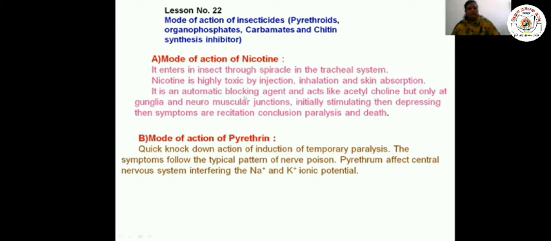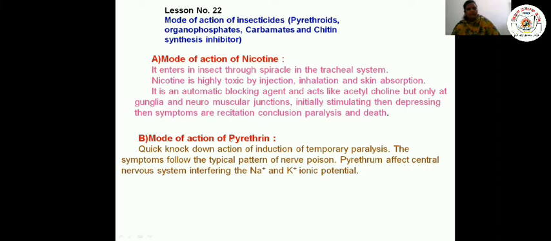It is a blocking agent and acts like acetylcholine, but only at the ganglia and the neuromuscular junctions, initially stimulating and then depressing. The symptoms are excitation, convulsion, paralysis, and death. This is the mode of action of nicotine, or attack of nicotine on the insects.